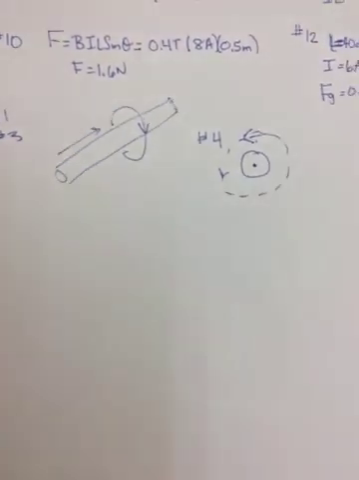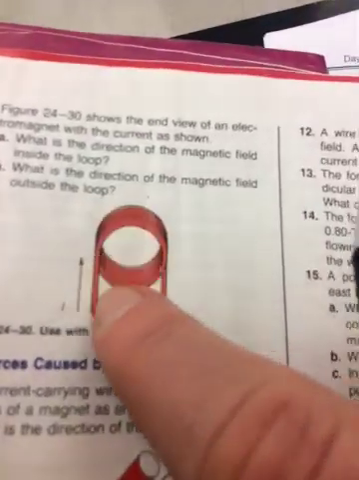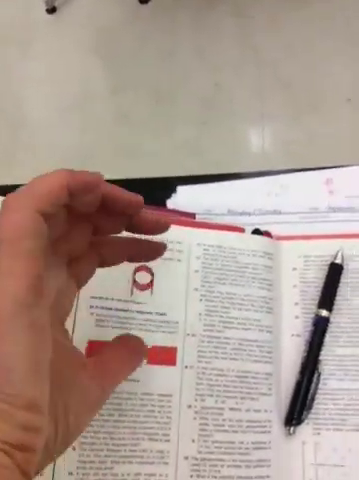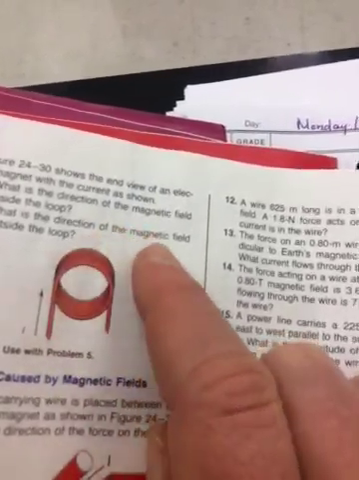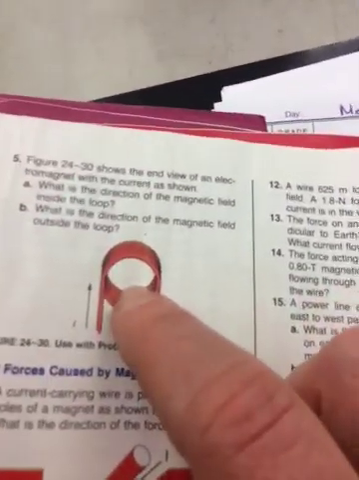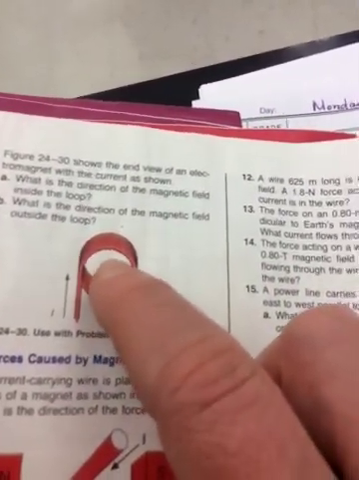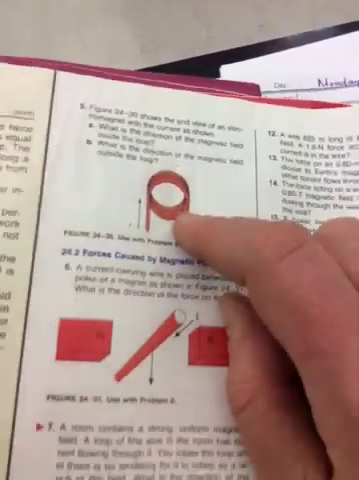Turn the page. Figure 24.30 shows a view of an electromagnet with the current as shown. What is the direction of the magnetic field inside the loop? Okay, I could draw it, but not nearly as well, so let me just show the picture. The current is going up around. It's assuming conventional current. So the current is flowing this way, so I need to take my hand and curl my fingers like this. And my thumb is going into the page. So it's going through the electromagnet and coming out the other end. So the other end must be the north, and this end must be the south. The question said, what is the direction of the magnetic field inside the loop? Into the page. What is the direction of the magnetic field outside the loop? Coming out of the page.